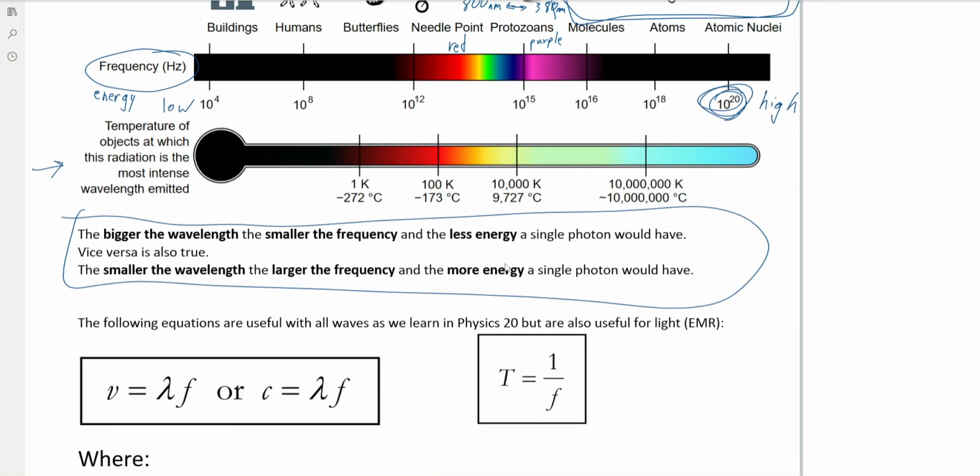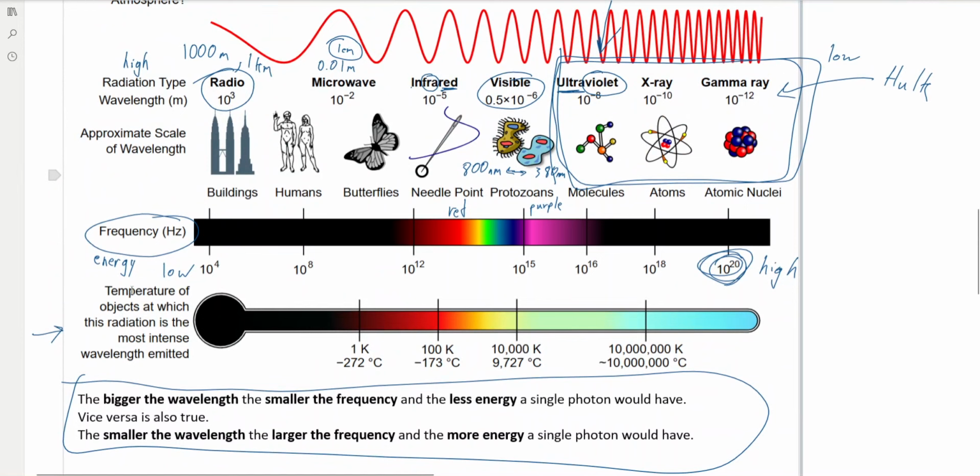This one's interesting as well, that we have something called color temperature. This has to do with black body radiation, and it's going to be more important in the next unit.